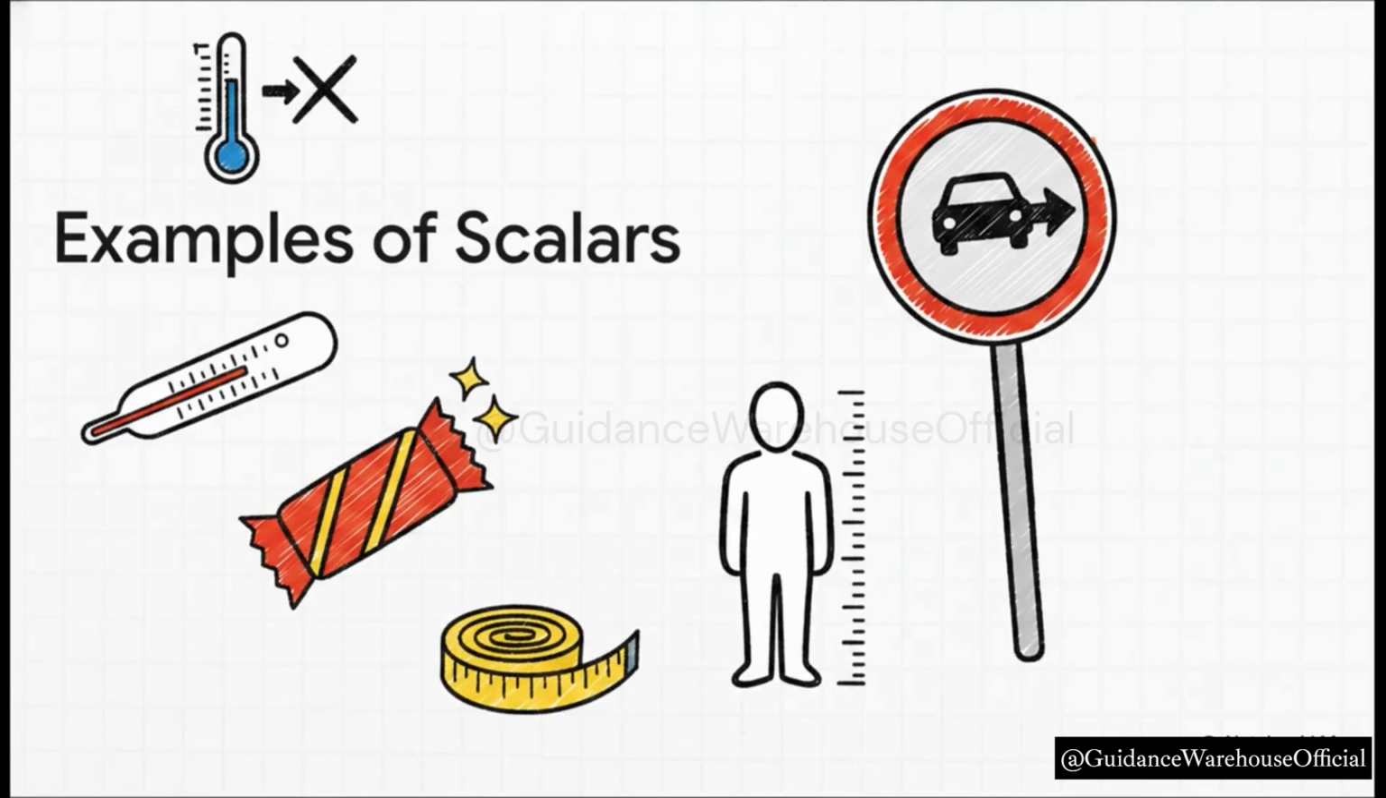And you use scalars all the time, probably without even thinking about it. The temperature outside, the calories in that candy bar, the speed limit sign on the road, your own height, these are all scalars. Now, you might be looking at temperature and thinking, wait, what about negative 20 degrees? But that minus sign isn't a direction, right? It's just a point on a scale that happens to be below zero.